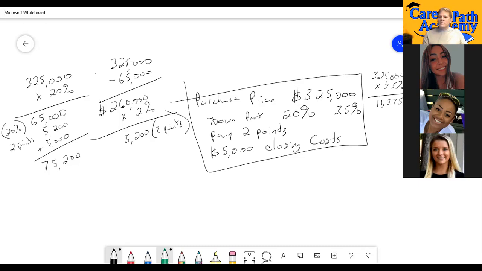Is the rest of the problem the same? So we're adding the 2 points. Well, no, you're gonna have to do that problem again, because it's now $325,000. You're gonna have to do 2 points and 5,000 closing costs. So $325,000 minus the 11,375.